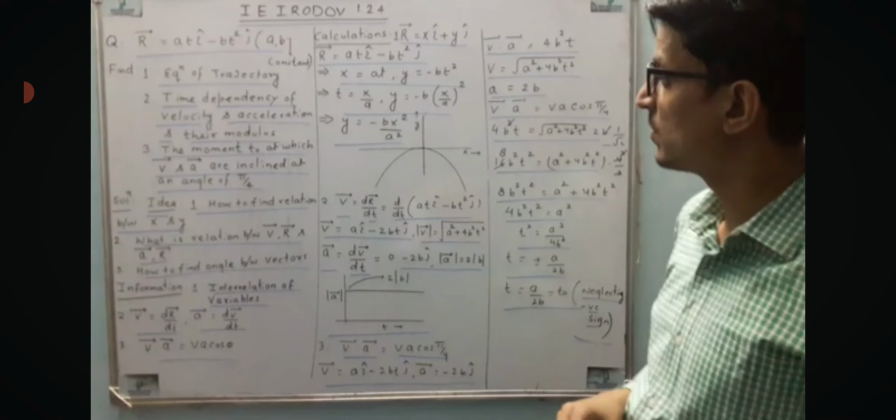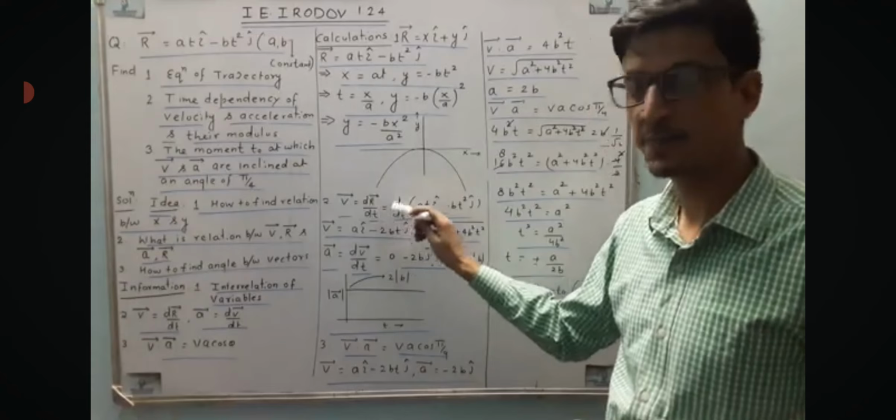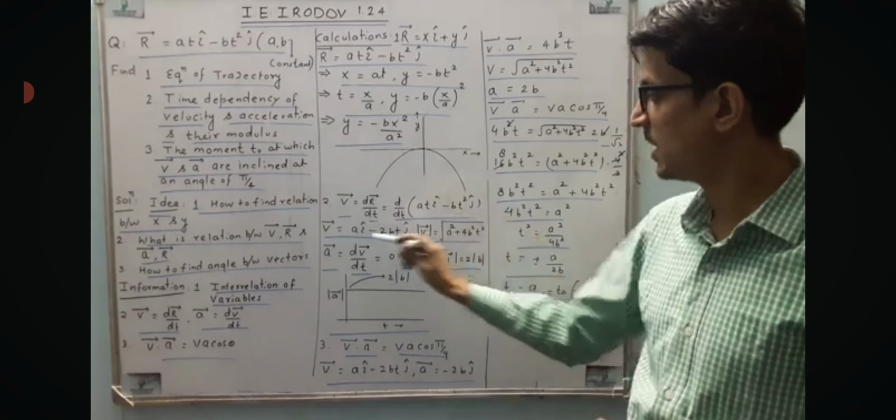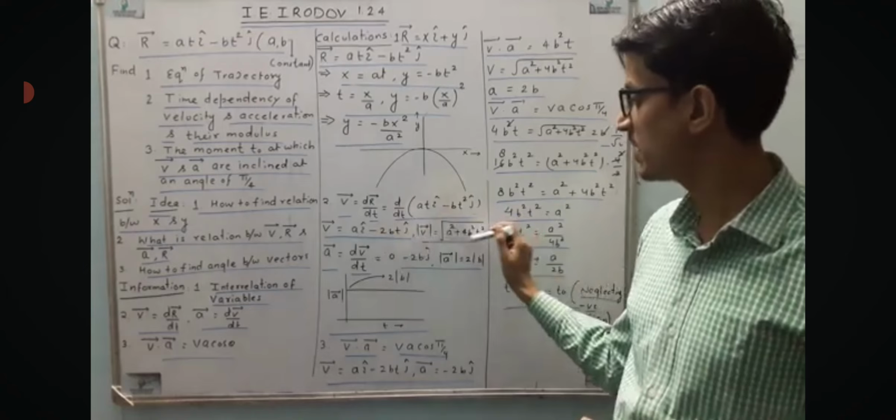Now the second part is we know the relation between v and r is v is dr by dt. So this is d by dt of this. Solving this we get a i cap minus 2bt j cap. The magnitude is found by squaring and adding, and we have this magnitude.